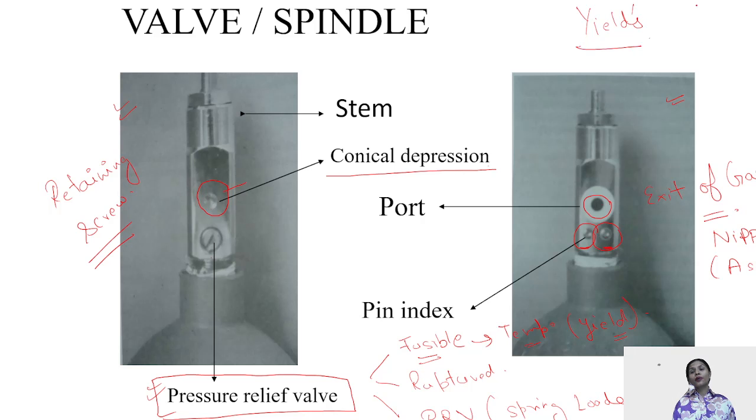And this fusible plug is made up of a very special metal, which is the Woods metal. This Woods metal is actually an alloy of cadmium and bismuth, etc. Just remember this, we have a fusible plug that ruptures at a temperature known as yield temperature, and it is made up of Woods metal.